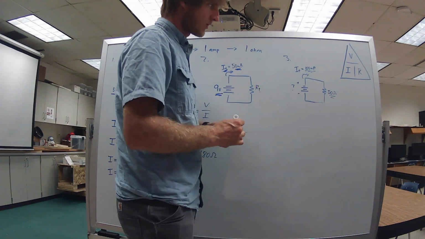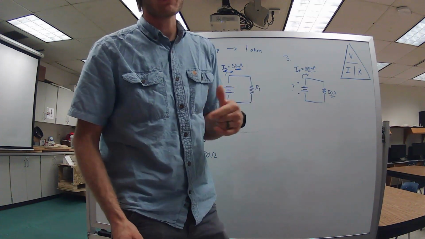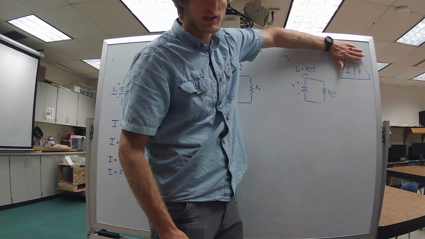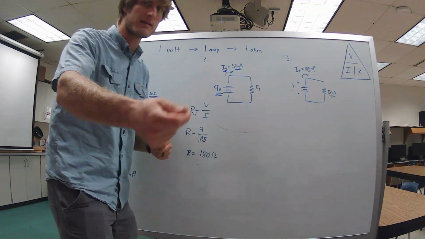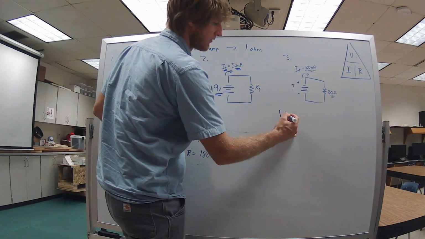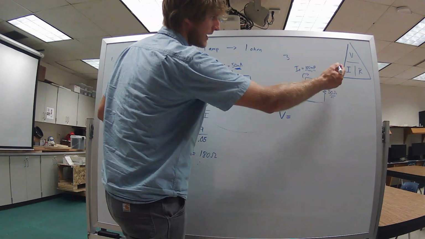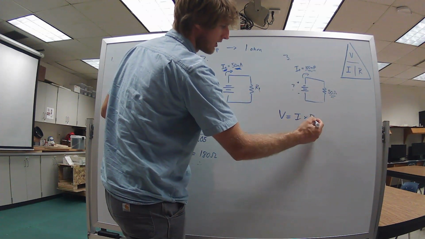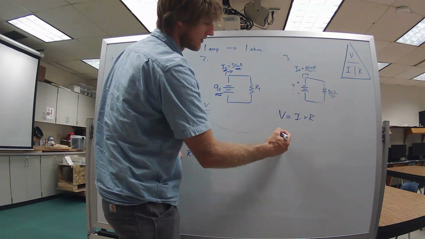So in this case, we don't know voltage. We cover up the value we don't know. We don't know voltage, cover it up, and that leaves us with I times R. I times R is our value. So we're going to write our equation as we don't know volts, so that's going to equal amperage times resistance, I times R, and then we can plug in our values.